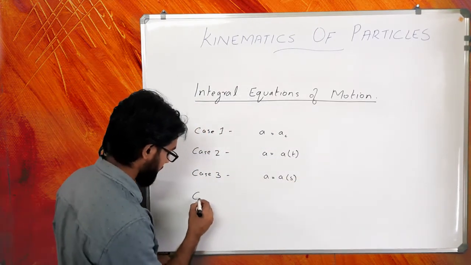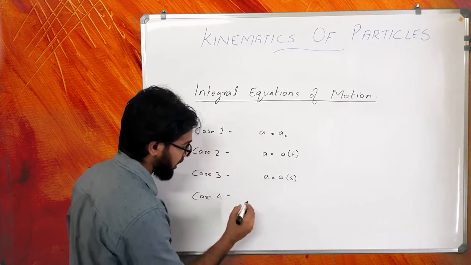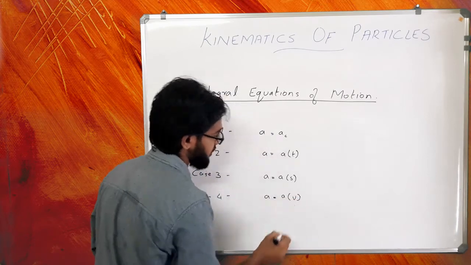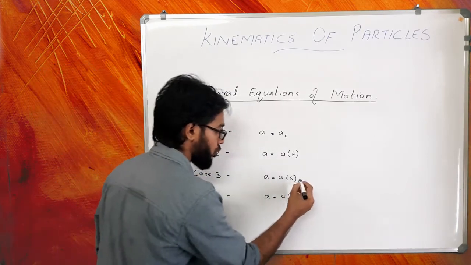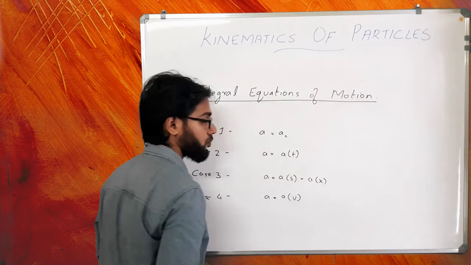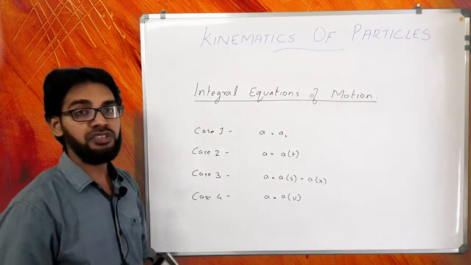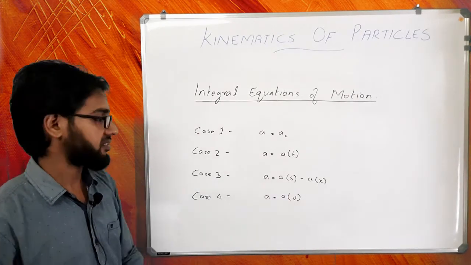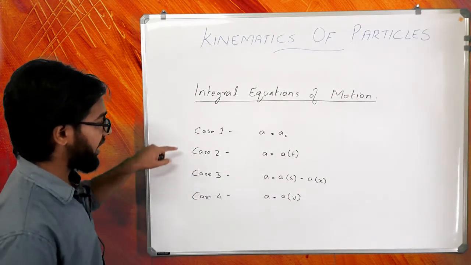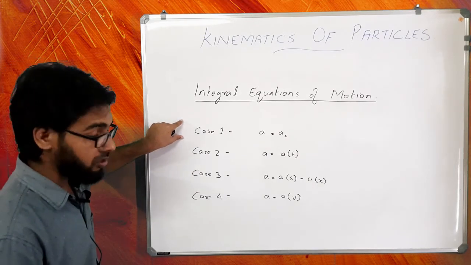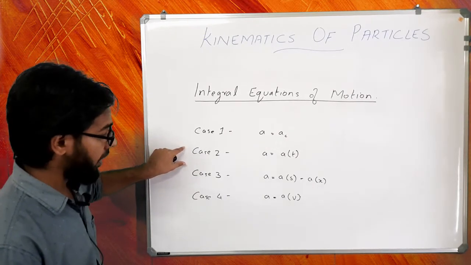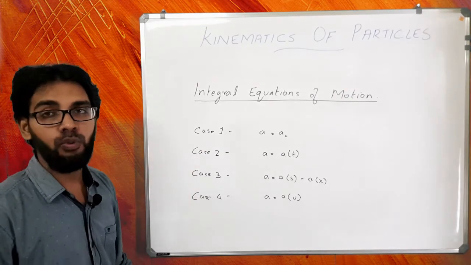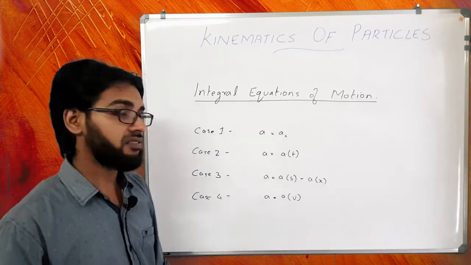And finally case 4, acceleration is specified as a function of velocity. We can write this as also a of x. Both are the same thing. In case I am using a single coordinate axis, I use the term s to represent that axis. So these are the four cases: acceleration is constant, acceleration as a function of time, acceleration as a function of position, acceleration as a function of velocity. Now we will deal with each of these cases separately.